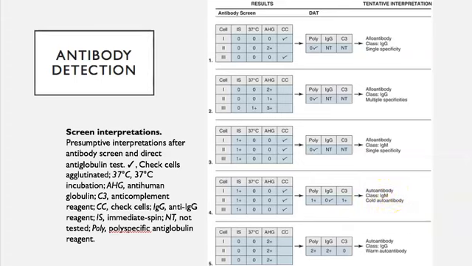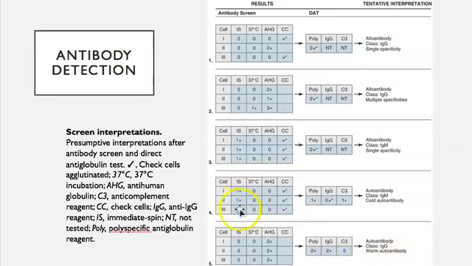And then in the last example here, no reactivity in any of the cells at initial spin or 37, but we've got reactivity in every cell at AHG phase. And because the AHG tubes are positive, we're not adding our check cells. We do our DAT, it's 2+ positive polyspecific, but this one's positive for IgG instead of complement. So again, we've got an autoantibody because our DAT is positive. It's of the IgG class because we've got reactivity at the AHG phase. So we're going to label this a warm autoantibody.